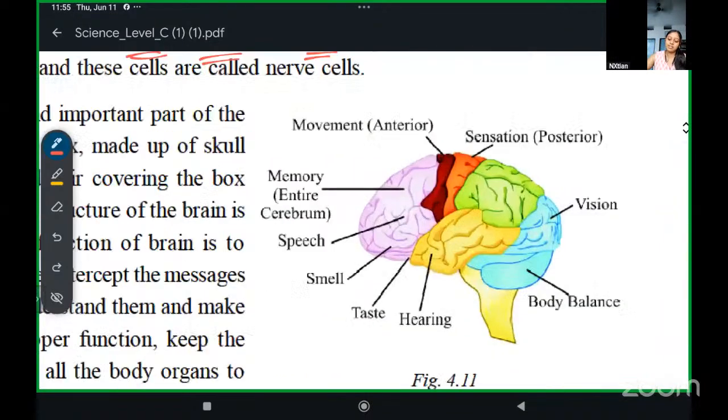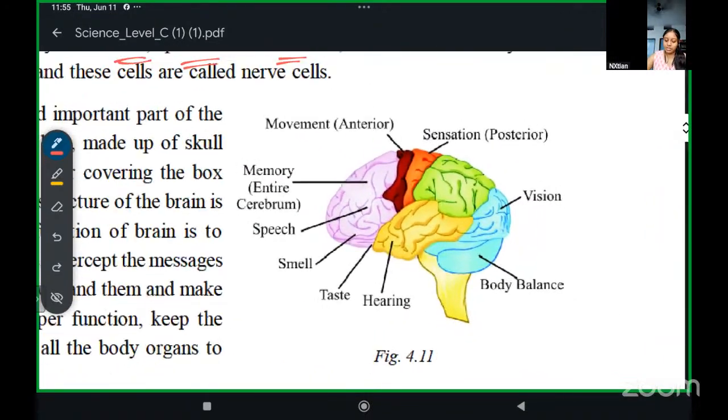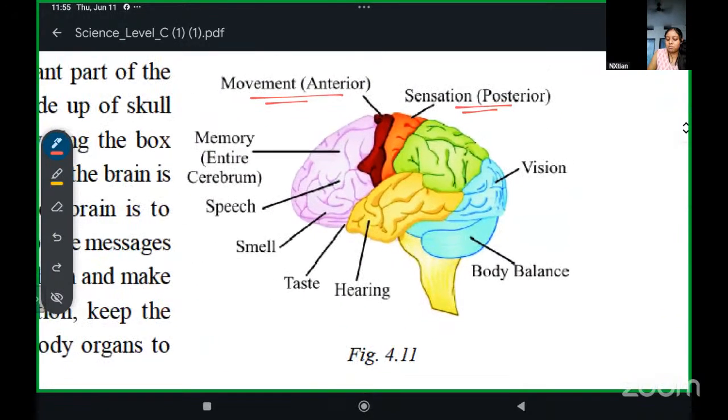These are the parts of the brain, and you can see different parts are responsible for different functions. Movements: the red part is responsible for movement, known as the anterior. For sensation, the orange part is responsible, known as the posterior. For vision, the back part, the blue part, is responsible. Then the down part is responsible for body balance.